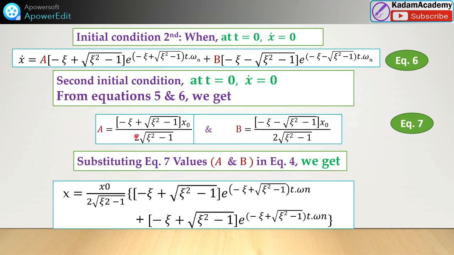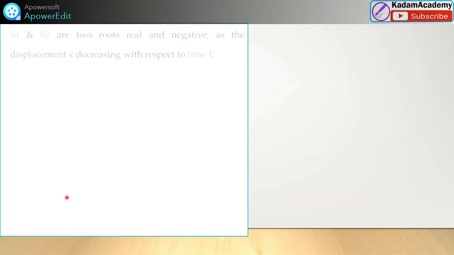x is equal to this value of A, X0, that is the initial displacement, upon 2 into this zeta square minus 1 inside the bracket. In this term we have written the A and B values, and we get the final answer for the solution of the overdamped system. Okay, so in this case, what will happen?